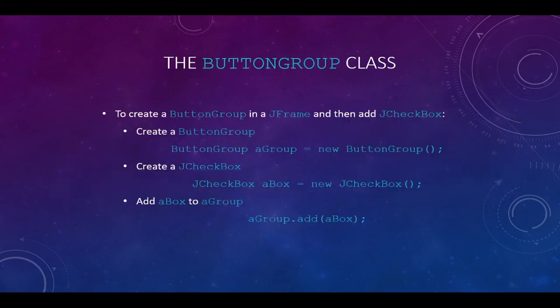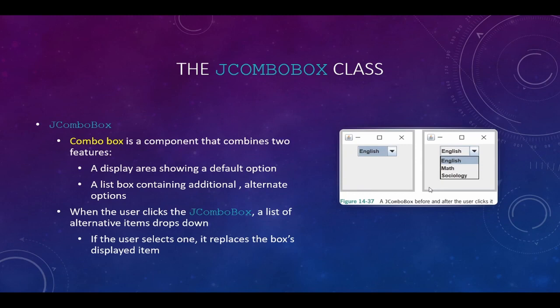To create a button group, first you're going to have to create your group and then add your components to it. So you create a button group by saying ButtonGroup, new ButtonGroup, just like any other constructor. Then you have your checkbox, and in your group, you're going to add a component. Okay, so those are your steps in order to create the button group class.